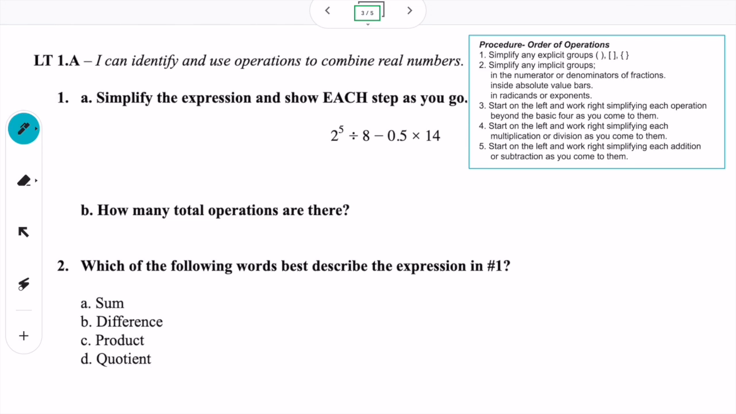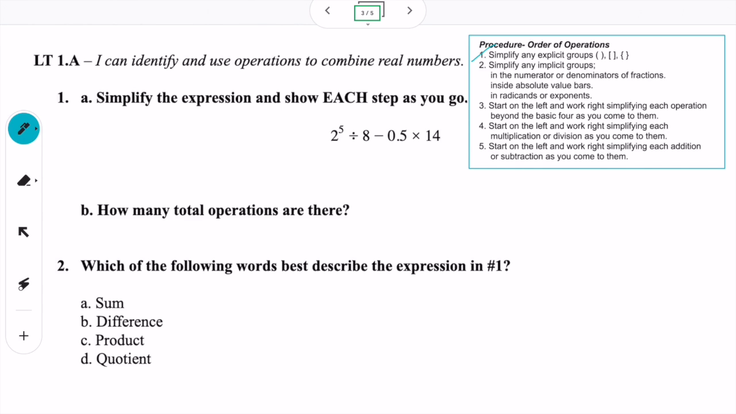All right, I'm going to be going over the problems from quiz number 1 in our MCTC math class. I have pasted the order of operations up here in the top right corner because we're going to use that to make sure that we simplify the expression in the correct order. So if we look at this order of operations, the first step says to simplify any explicit groups with parentheses, and there are none of those.